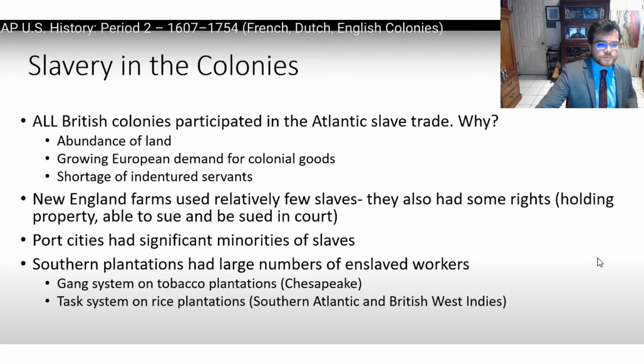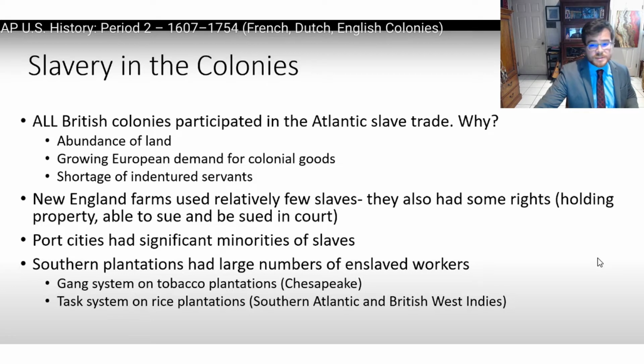New England farms use relatively few slaves. Not to say that all the colonies use slaves and they use them equally. No, you can make the distinction. The northern colonies, the New England colonies, they're not going to use as many slaves. They don't need it, right? But if you own property, you might have slaves to help you farm, help you do tasks that require a lot of labor, a lot of time.